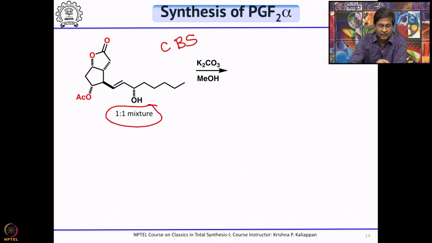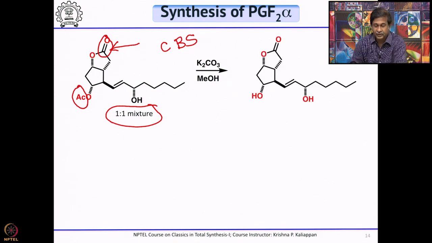Then the acetate has to be removed. Why should the acetate be removed? The next step should be to attach the second side chain, isn't it? Attaching the second side chain means you have to reduce the lactone to lactol, then do the Wittig. But the problem is, if you reduce with DIBAL, not only will the lactone be reduced, the acetate also will be hydrolyzed. So you have to hydrolyze the acetate to get the diol and re-protect that.